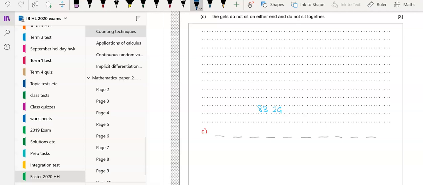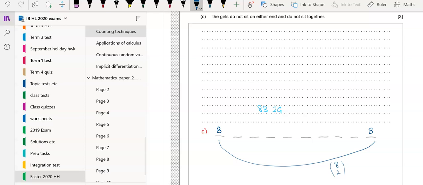Okay, so the stipulation here is that girls do not sit on either end. So the first thing we've got to do is plant a boy in the two end spots. And so the number of ways we can achieve that is 8c2. We've got 2 boys from 8, so we're choosing 2 boys from 8.